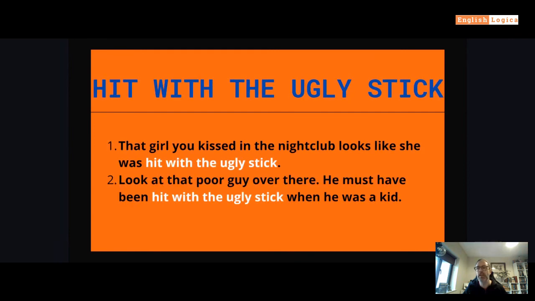So, hit with the ugly stick. Now, you don't use this in an active term. You don't talk about how you're going to hit someone with the ugly stick. It's not used in the present tense. It's always used retrospectively. You talk about something that has happened to someone. So example 1, that girl you kissed in the nightclub looks like she was hit with the ugly stick. Example 2, look at that poor guy over there. He must have been hit with the ugly stick when he was a kid.